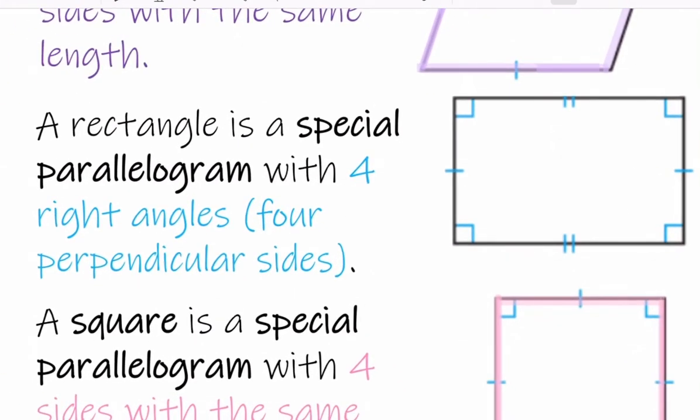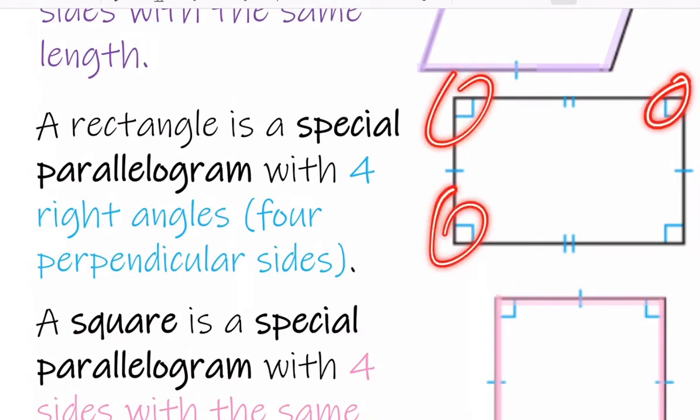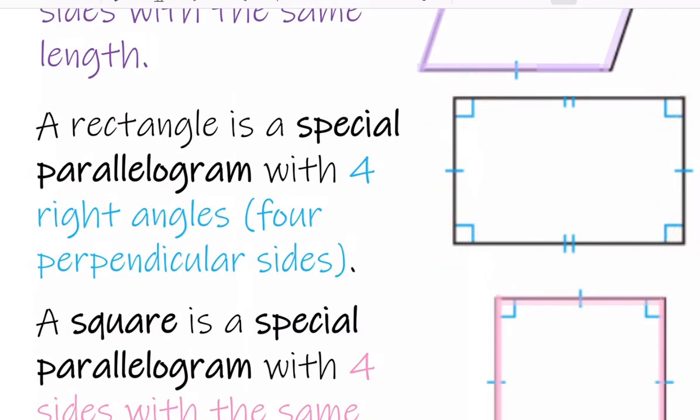A rectangle is a special parallelogram with 4 right angles and 4 perpendicular lines. And that's where these right angles come in. So with these rectangles, and we're going to go into a square, these 4 right angles are extremely important. That's what differentiates it from a rhombus. And it has 1, 2, right here, the 2 pairs of parallel sides.